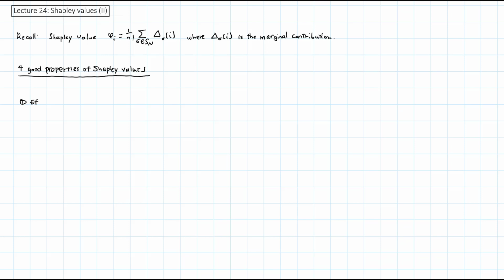The first good property is efficiency. It distributes V of n to all players. So that is our first proposition. The sum of the Shapley values over all players is V of n.